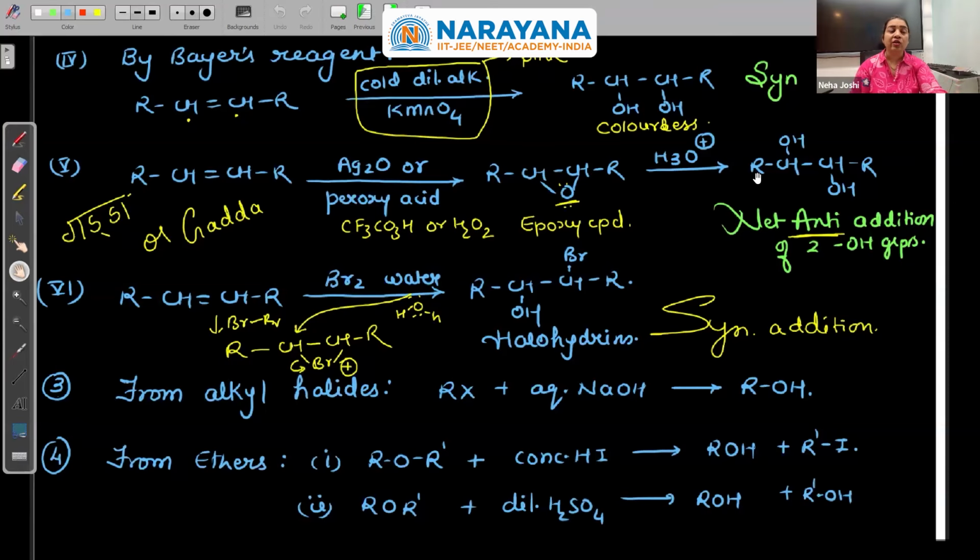For hydroxylation, they have to mention in the question one extra arrow or one extra step in which they say acidic medium hydrolysis is done. Not without that will you take the hydrolysis. If they write on the arrow only Ag2O or only any of these reagents, you stop the reaction at the epoxide.